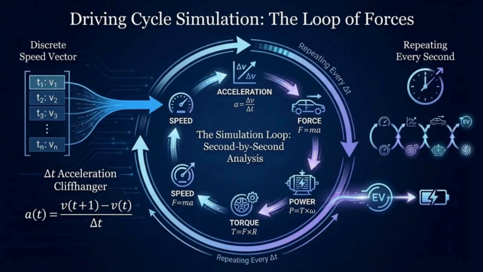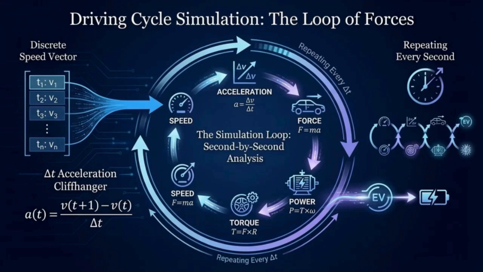The driving cycle can be seen as a speed vector. This means speed is recorded at small time steps. In simple form, we write V equals V1, V2, V3, and so on. Each time step has a small change in time called delta t. Acceleration is calculated as change in speed divided by change in time.